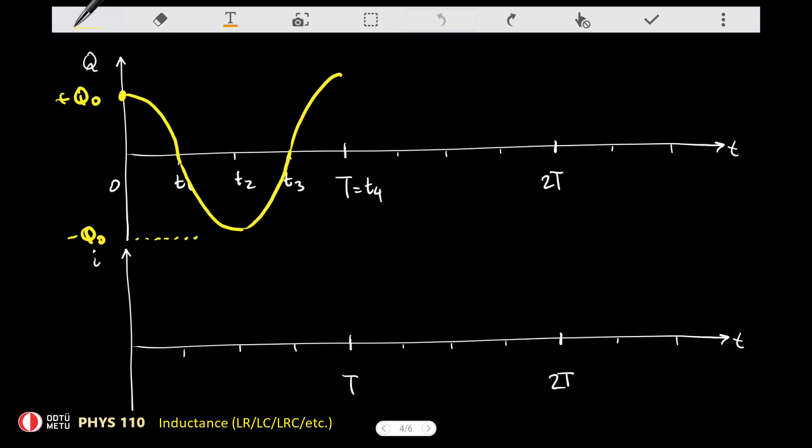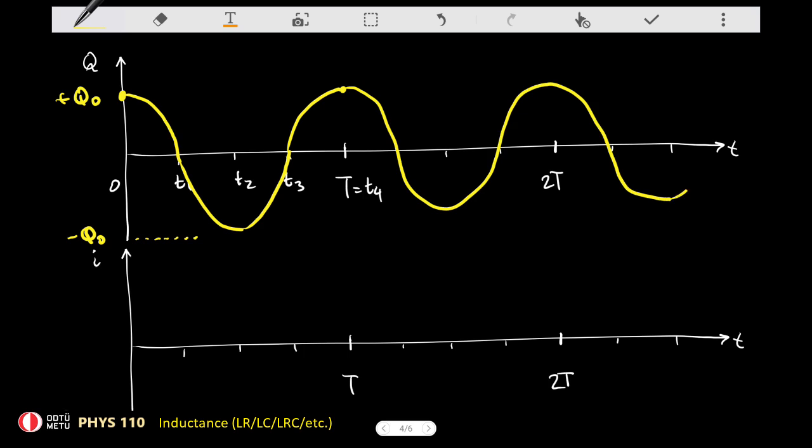So as a result, this is a periodic change. So at this time, let me redraw this. At this time, we are going to reach the initial configuration, and then this is going to continue repeatedly. So this is a periodic change. Since the energy still remains there, we are going to have this kind of a situation.